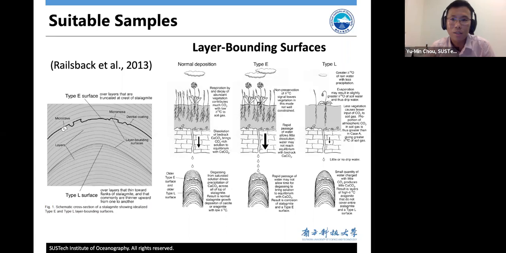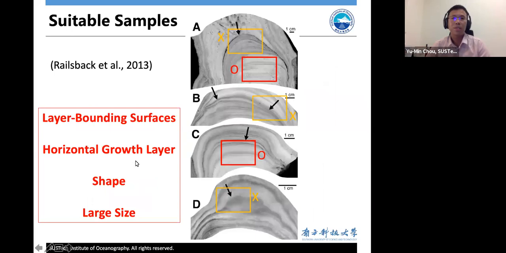You can see the black lines here. This is type E. This means the speleothem started to dissolve. So there's a hiatus here, and some sample disappeared. Another type is type L. In dry conditions, the speleothem growth rate will decrease, and the surface will look like this. Then we can see the growth rate is quite slow, and there's a hiatus here. So when you cut your sample in half, you can check the different layer boundaries in your stalagmite. Each of these has some hiatus.